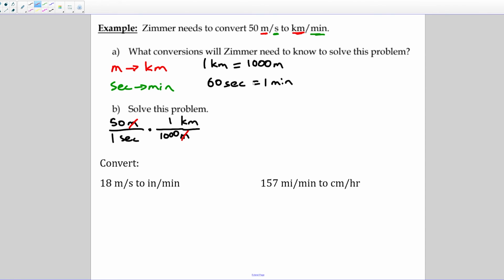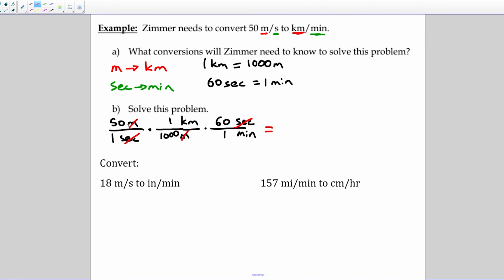Now the part that's a little bit tricky is switching our thinking. Since we had meters on top before and we wanted to get rid of it, we had to put it on the bottom. If we're taking a look at seconds here, it's on the bottom. Now logically, since it's on the bottom here, to get rid of it, we need to make sure it is up top, which means that we will have our minutes on the bottom. And we know that for every 60 seconds, we have 1 minute. And since we have seconds on the bottom and then the top, we can get rid of the seconds. And then we're left with minutes on the bottom, which is exactly what we want.